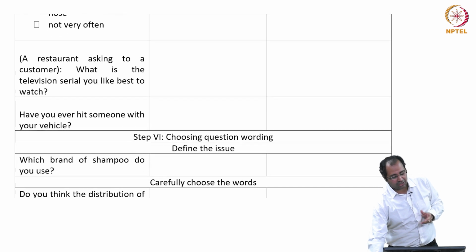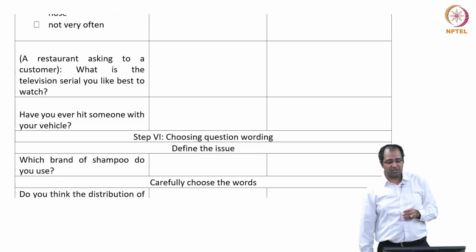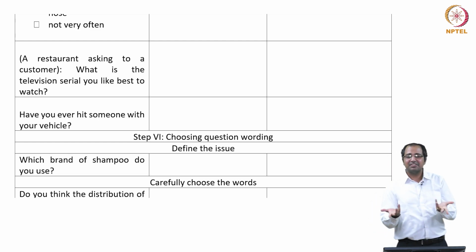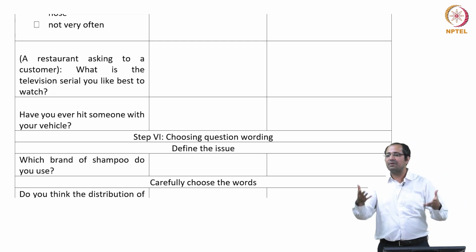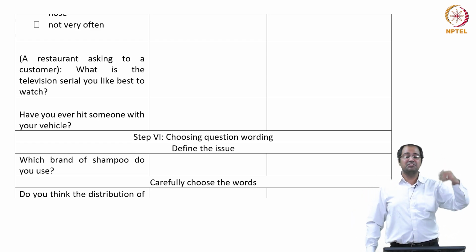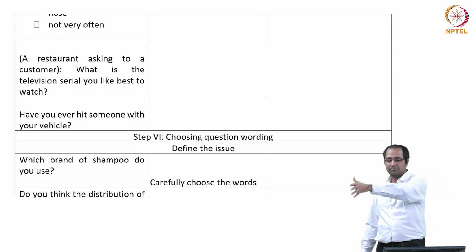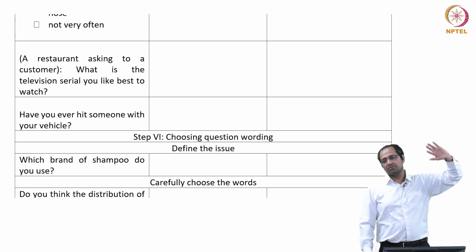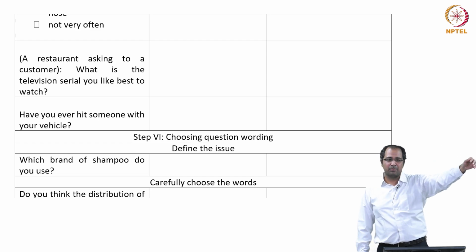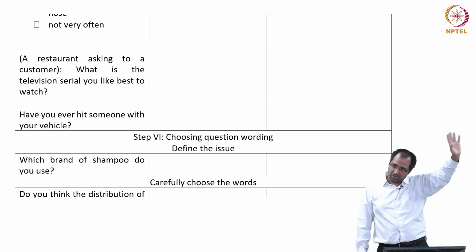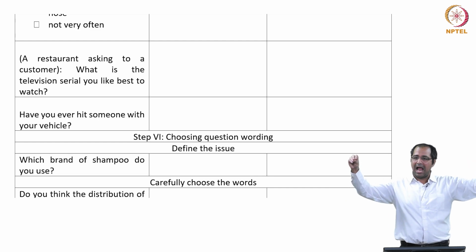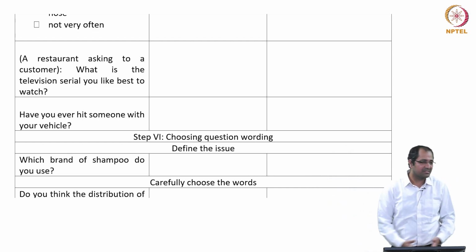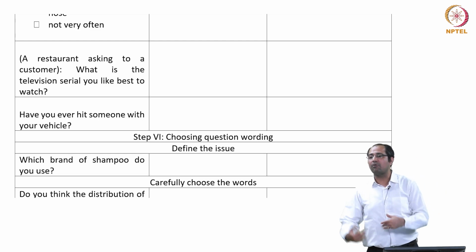The next one is also similar. A restaurant asking a customer, what is the television serial you like best to watch? They say, what is this? Then you have to legitimize, saying that we are concerned about the entertainment that people get at the restaurant while they have their meals, because we are going to invest in entertainment electronics and subscribe to channels and so on. So you have to legitimize this. Context has to be set up for the question.